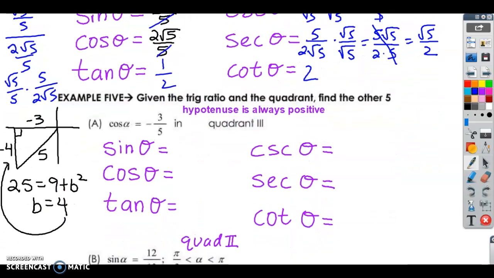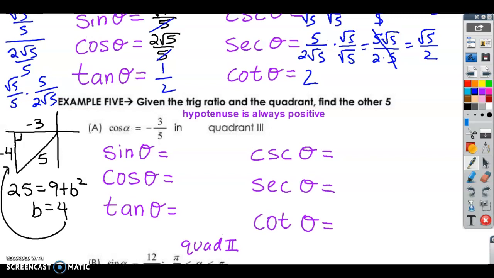In example 5, we're given the trig ratio and the quadrant, and we're asked to find the other 5. The hypotenuse is always positive. Just remember that. We are in quadrant 3 here because they tell us the cosine is negative. It's either got to be quadrant 3 or quadrant 4, since the cosine's negative. But then they tell us we're in quadrant 3.